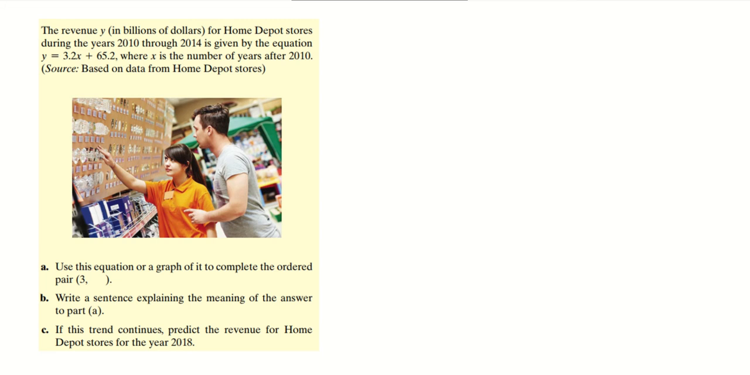First question, A: use the equation or a graph of it to complete the ordered pair (3, blank). First, let's look at the ordered pair we're about to complete. Two numbers, right? The first number in an ordered pair is always your x value, and the second is the y. So in other words, we know x is equal to 3, and we're looking for the corresponding y value.